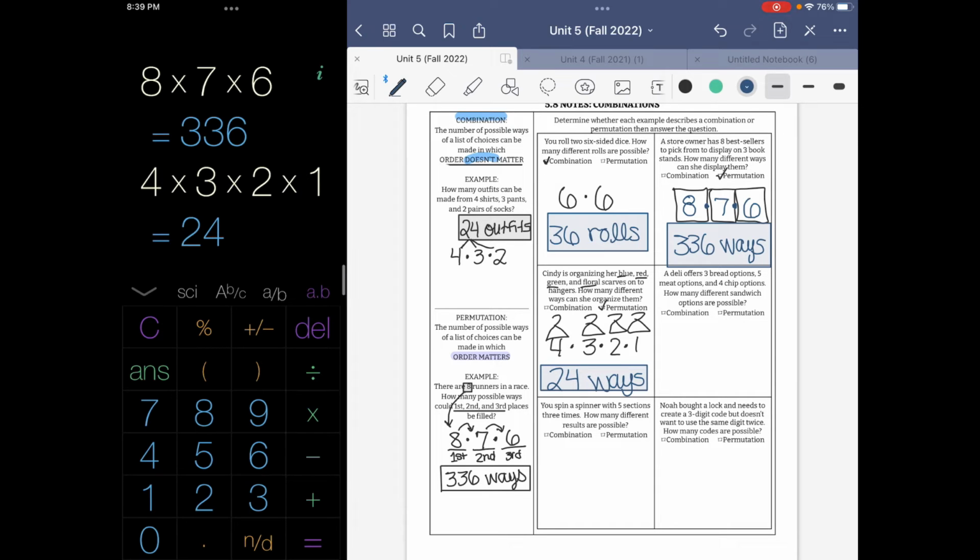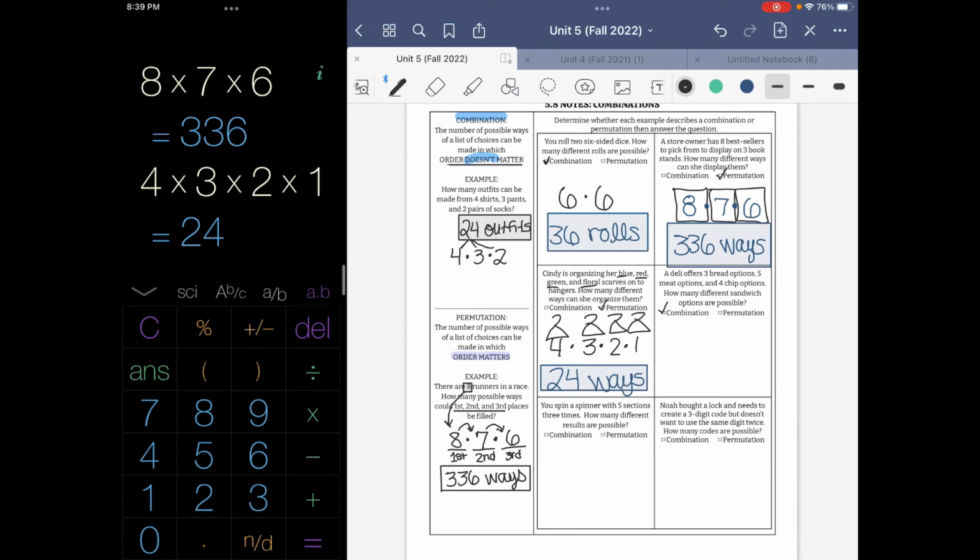All right, fourth one. A deli offers 3 bread options, 5 meat options, and 4 chip options. How many different sandwich options are possible? This one is kind of like the outfits one, where you just need to be able to pick a bread, a meat, and a chip. Whenever it's 4 completely separate things like this, bread, meat, chips, that's going to be a combination, because you're just trying to make a combination of the 3 of them. Order doesn't matter because the person's still going to make your sandwich out of the ones you pick, okay?